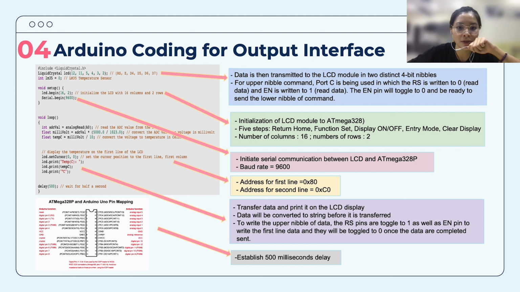For the upper nibble command, port C is being used, in which the RS is written to 0 and the EN is written to 1. EN will toggle to 0 and be ready to send the lower nibble of the command by repeating the process above. Next, LCD.begin(16,2) shows the initialization of the LCD module to add to the microcomputer.